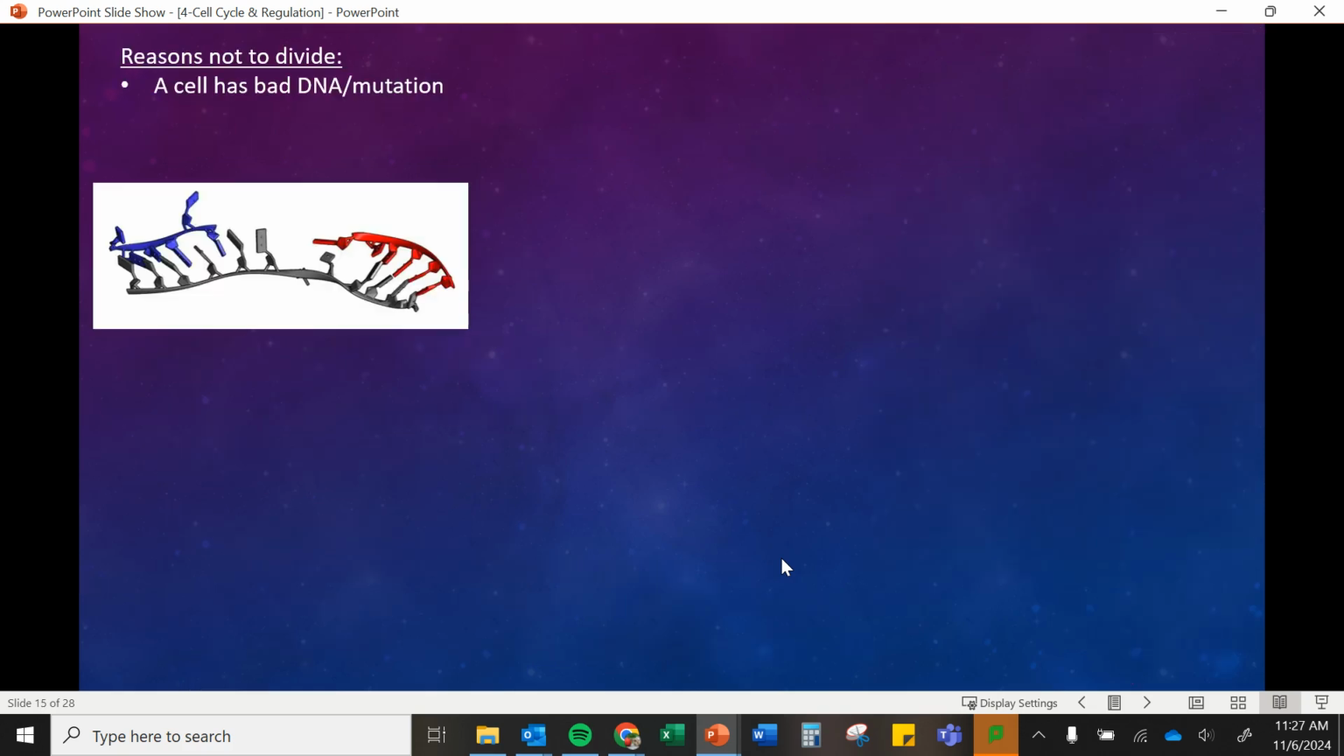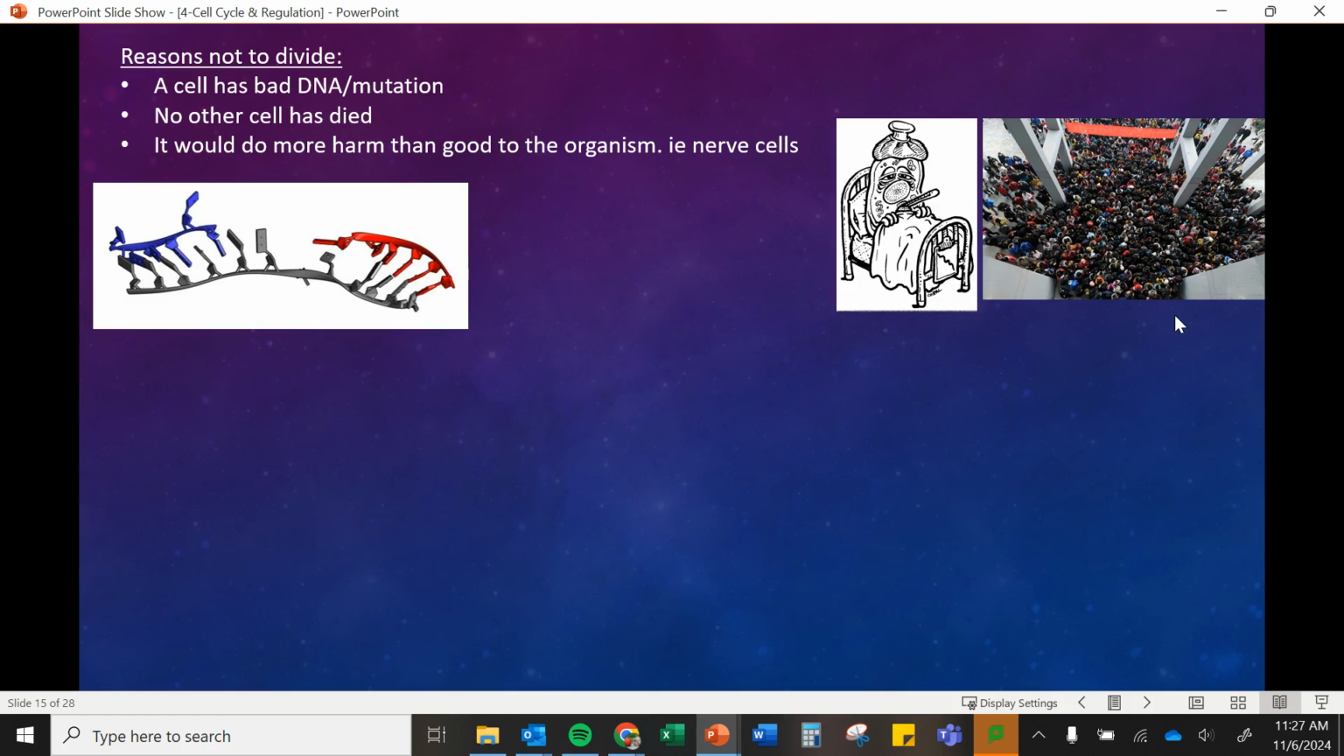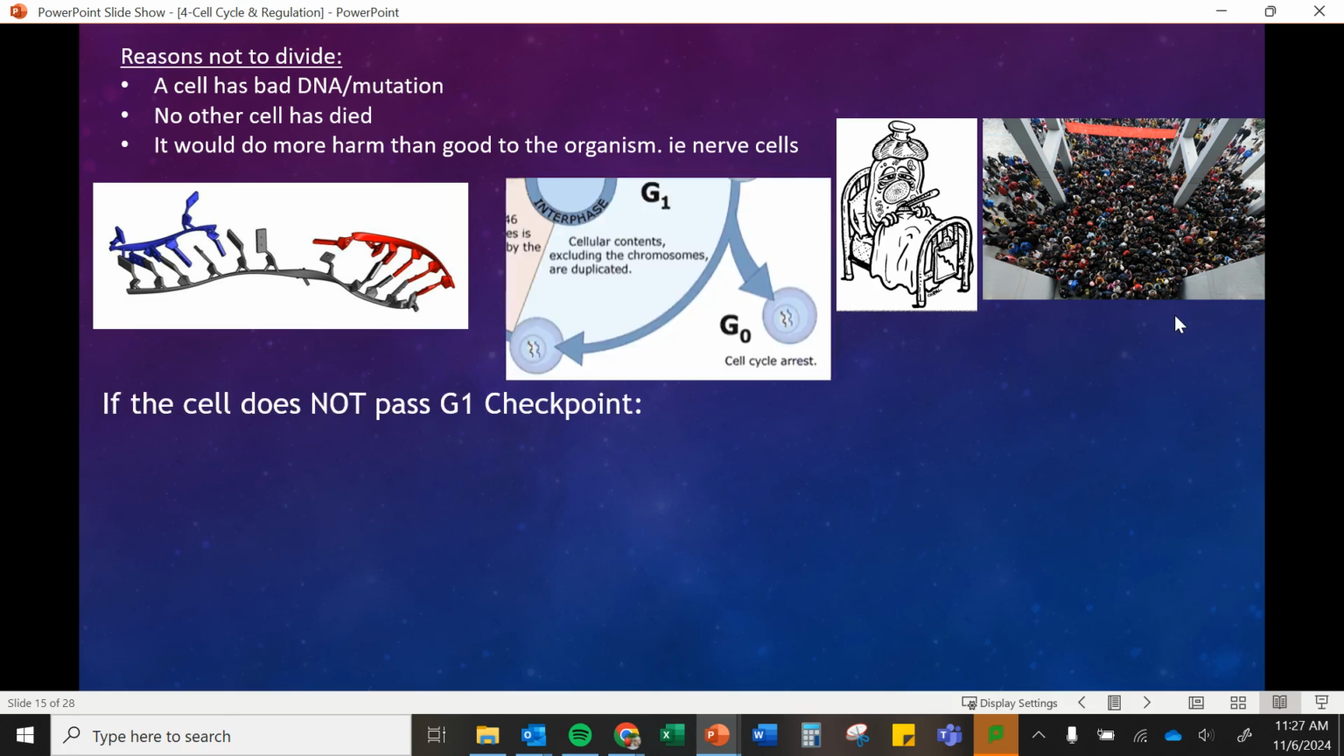Some reasons a cell might not divide is if there are DNA mutations or damage, or if no other cells have died. This is showing like a big crowd of people, but you can think of cells the same way. We don't want it to be overcrowded and have too many cells if there's no need for cells, okay? Or if it does more harm than good, like nerve cells, which is why we don't have nerve cells replicating very often, or if it's sick, okay?